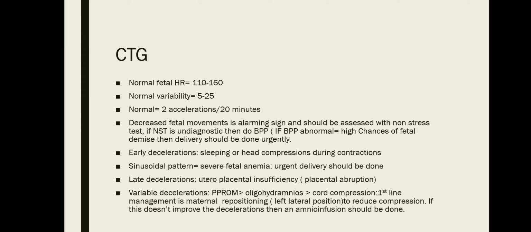Then CTG. There is a normal range of heart rate and variability. Normal heart rate is 120 to 160 and normal variability is 5 to 25. And what we call a reactive CTG is when there are 2 accelerations in 20 minutes.